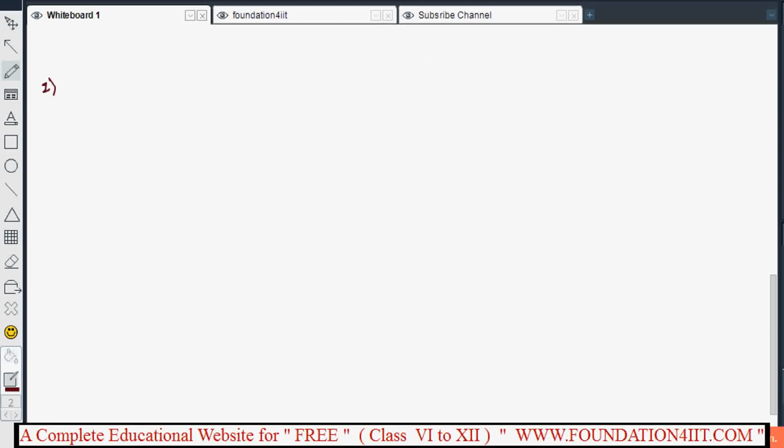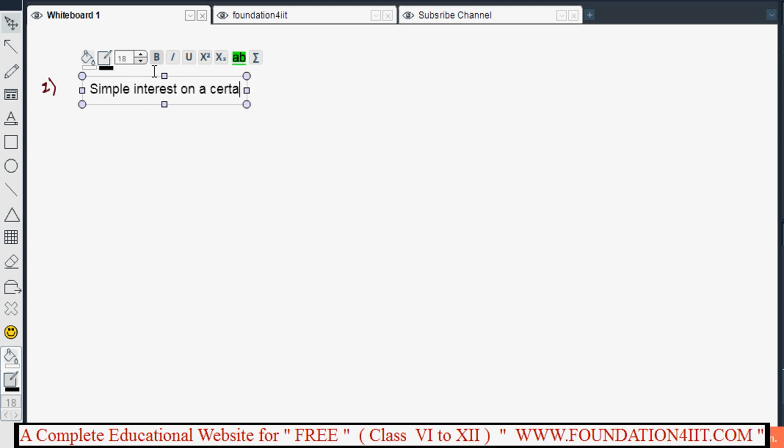Let's see one more question. If the data is given like this: simple interest on a certain sum is 4 by 9 of the sum. The simple interest on a certain sum is 4 by 9 of the sum.